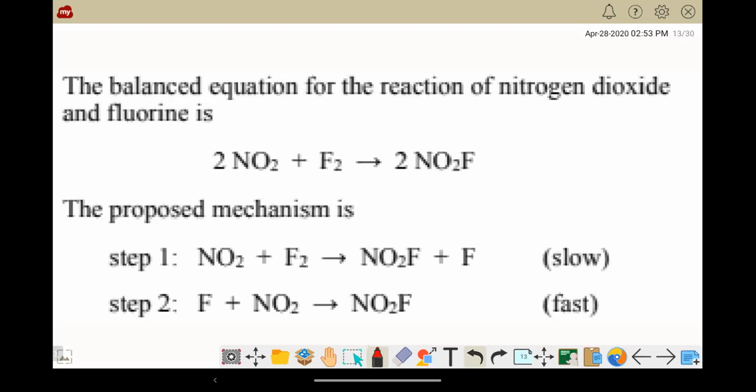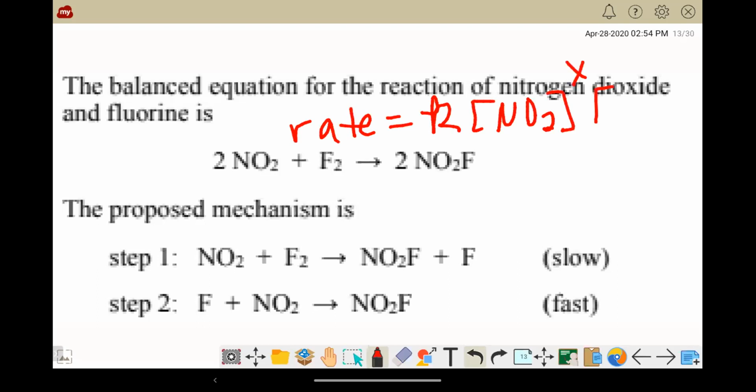So when I go to look at my rate law, rate equals k times NO2 raised to some power times fluorine raised to some power. It's very tempting to go and get this 2 and this 1. And sometimes you'll accidentally be right, but most of the time you won't be. If they've asked the question well, you won't be.